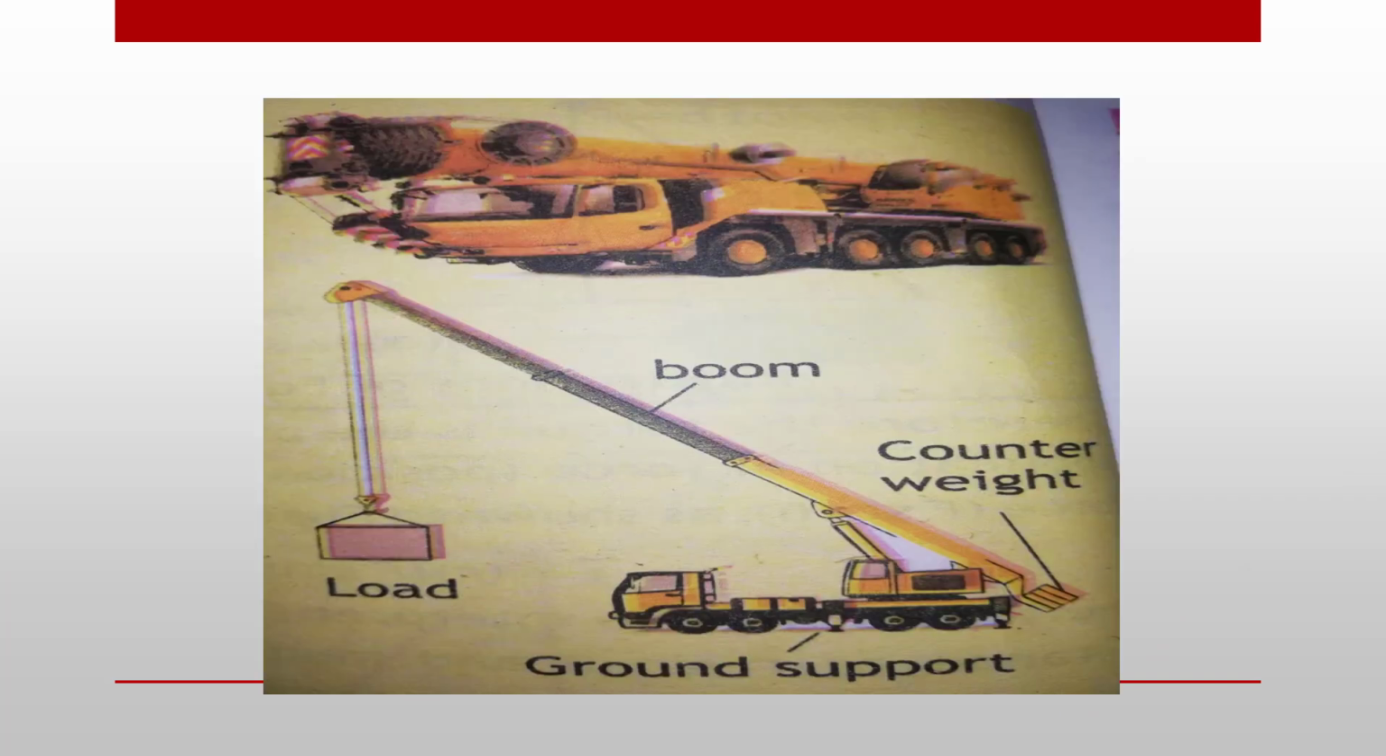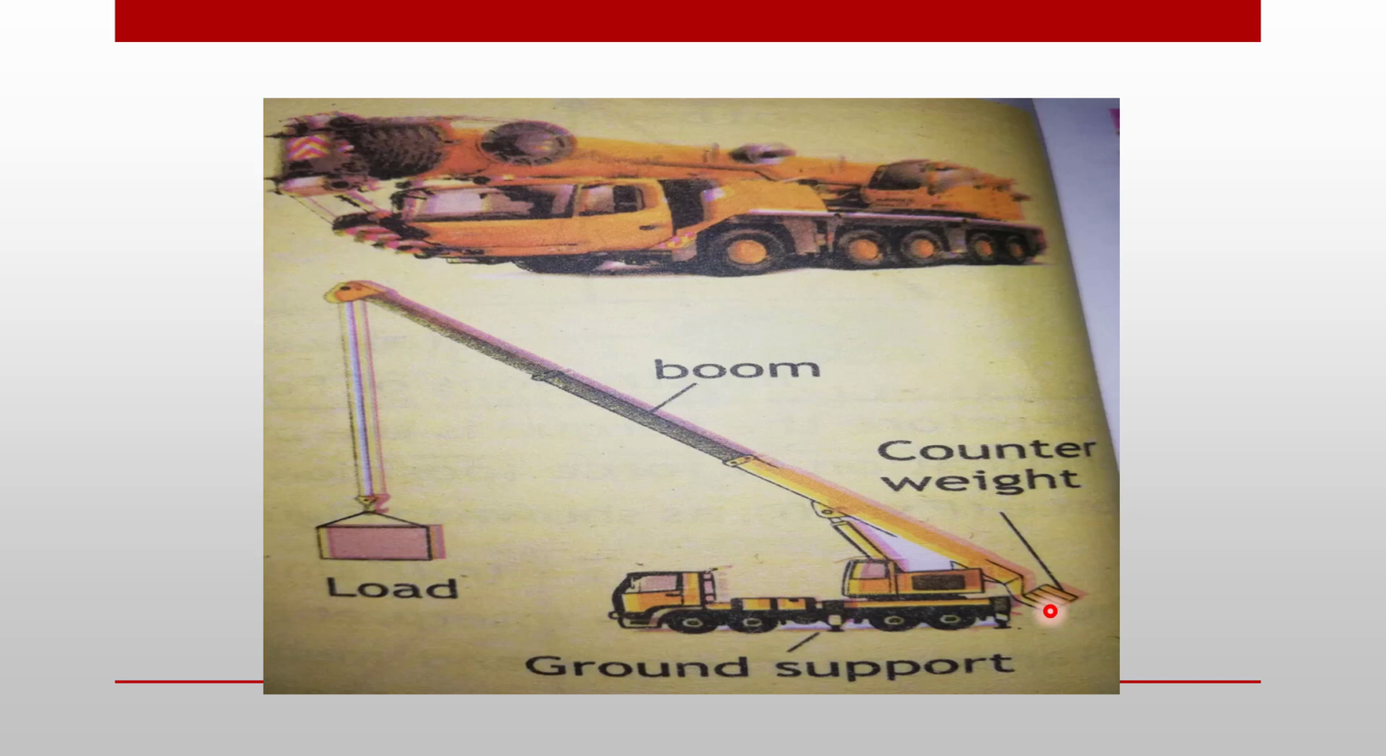We know that a crane is used to lift heavy loads. It is in your book: a crane is given, and this longer part is known as the boom. It is lifting a heavy load, and there is a weight, a heavy load present on the crane, which is known as the counterweight.